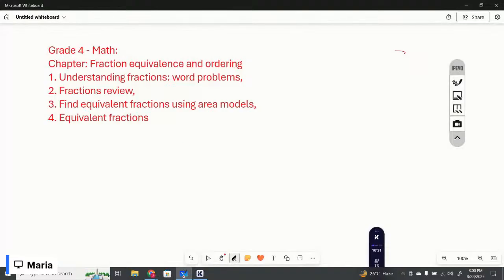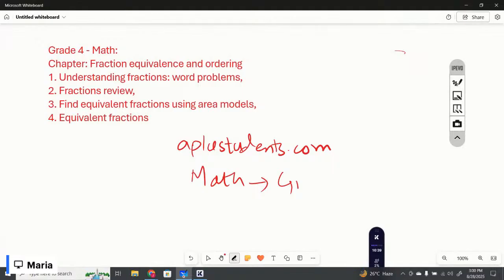You can find all the lessons on aplusstudents.com. You have to log in there using your email address and password as provided by the administrator. Then you have to select math from the subject tab, scroll down to grade 4 math, and then click on view all lessons.